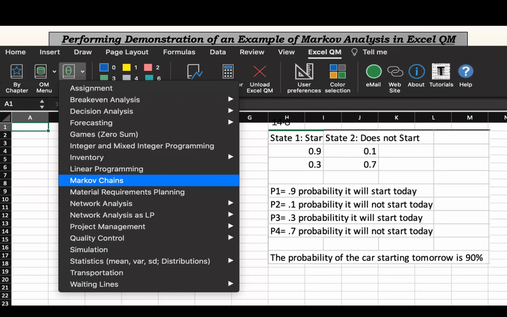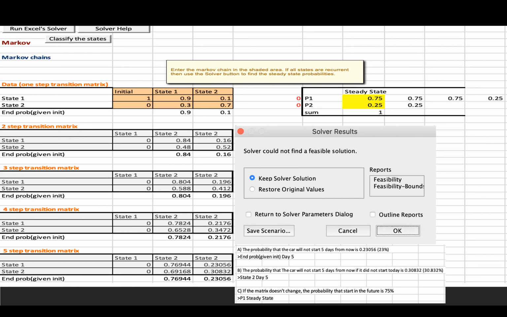Originally, you can see where my original table is put in, state 1 and state 2. When you want to find the equilibrium, you can look to the right. After you hit in top left, run Excel Solver, this will pop up and you'll keep the Solver solution. Once you click OK, it'll help you figure it out. And in P1, it shows that that is your equilibrium, your steady state. You can see how it started at 0.75 and continued for the next 2. That would be your equilibrium.